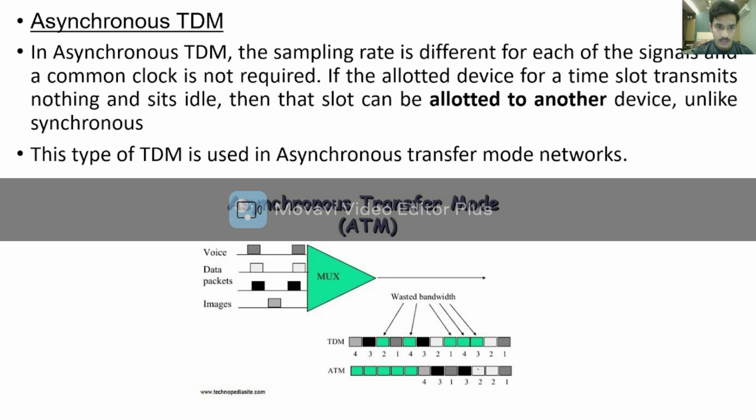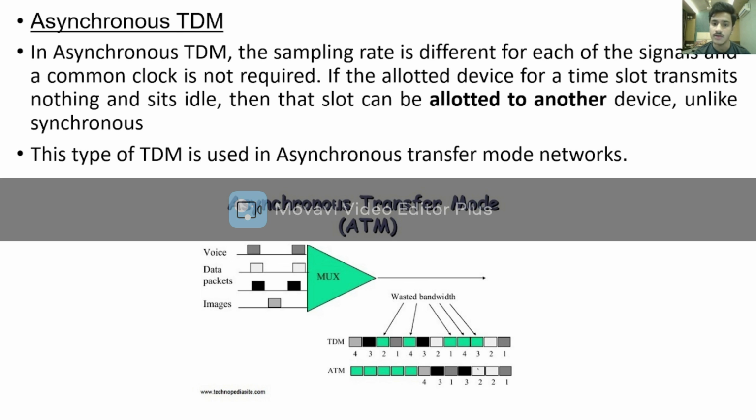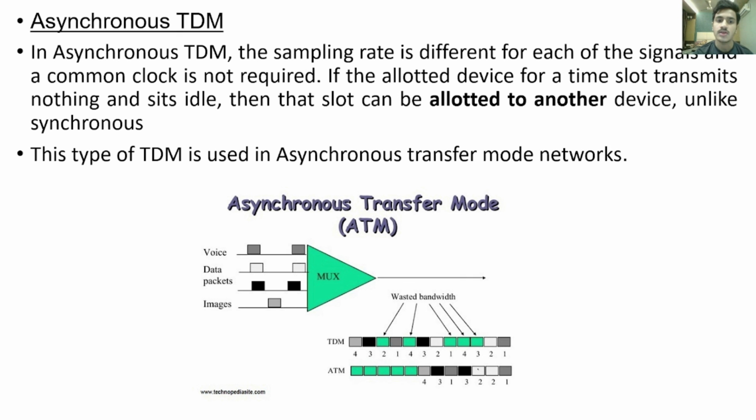In the diagram displayed, we have a voice signal, data packets, and an image signal, which are all connected as an input to the multiplexer. Then the output of the multiplexer emits radiation, which is the wasted bandwidth, which means that it is not useful to us. Then they are collected by these specific wires. Then they are used as an asynchronous transfer mode network.